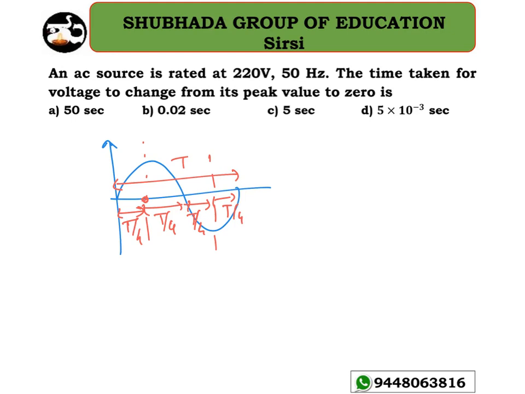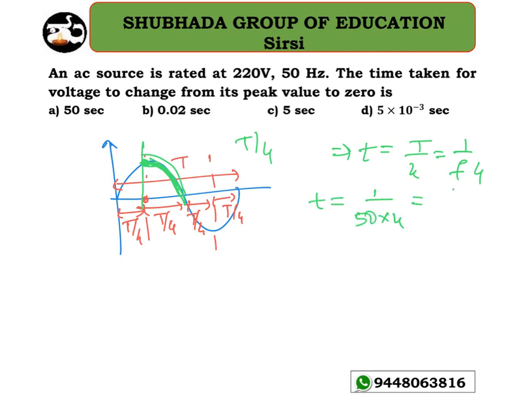So from the peak value to 0, here to here, the time taken by the AC to cover this distance is how much? It is T by 4, right? So it implies the time taken for the voltage to change from peak value to 0 is T divided by 4. T is 1 divided by F, into 4. So T equals 1 divided by 50 into 4, that is 1 divided by 200, that is 5 into 10 to the power of minus 3 seconds. So option D is the right answer for this particular question.